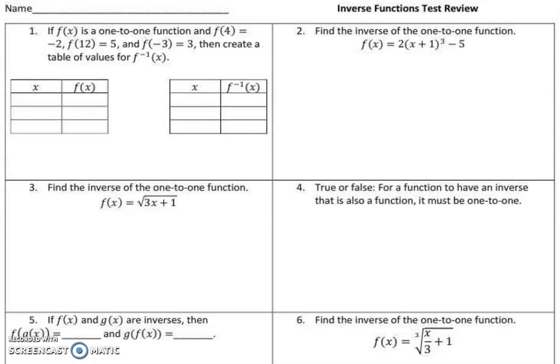Alright, this is the Pre-AP Algebra 2 Inverse Functions Test Review. Number 1 says, if f of x is a 1-to-1 function and f of 4 equals -2, f of 12 equals 5, and f of -3 equals 3, then create a table of values for the f inverse of x.